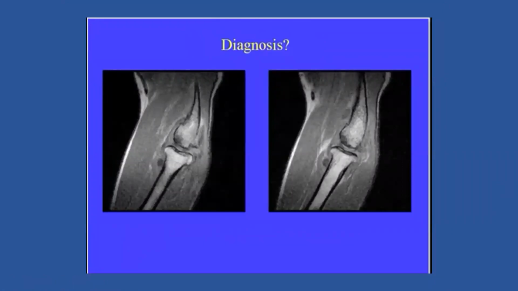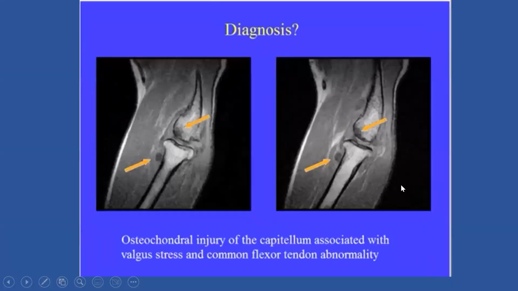Another point is you have to pay attention. This is a question that we ask. You see what is apparent on this MRI. We see a bunch of muscle with gray tissue. We see over here there's a slight fragment of bone. What do you see over here? That is where you see that there is an impingement injury between the head and the capitellum over here. You have to pay attention to this. This is an osteochondral injury of the capitellum associated with valgus stress and common flexor tendon abnormality.